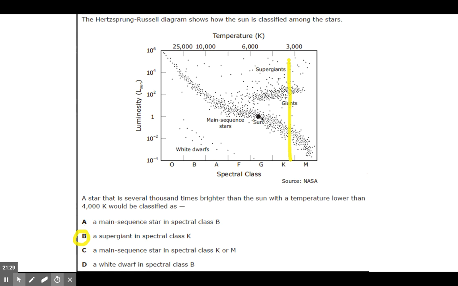A main sequence star in spectral class K or M. If it was a main sequence star in this direction, it wouldn't be brighter than the sun. The temperature can possibly be lower than 4,000, or it will be. However, it is not brighter than the sun because it will be below the sun on the HR diagram. Answer choice D, a white dwarf in spectral class B. Spectral class B has a temperature between 10,000 and 25,000. So that would not be correct.